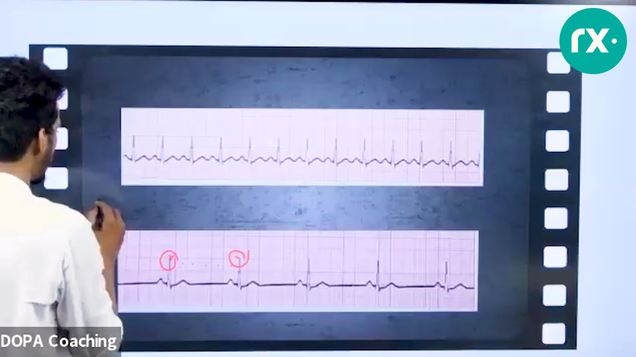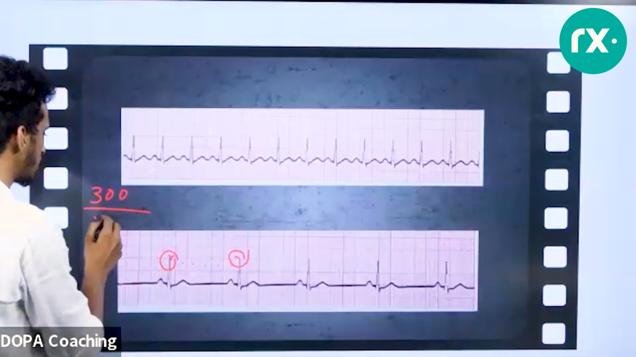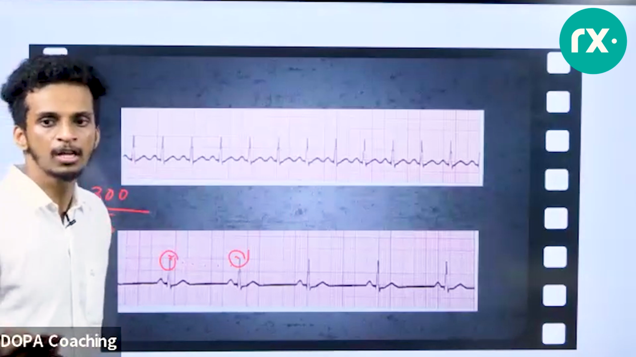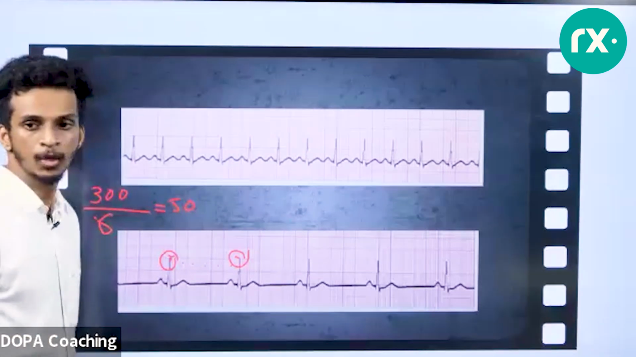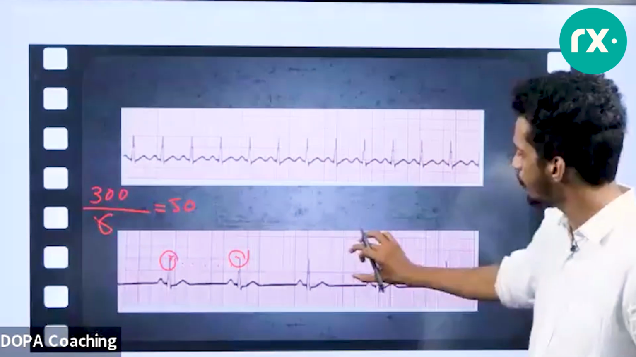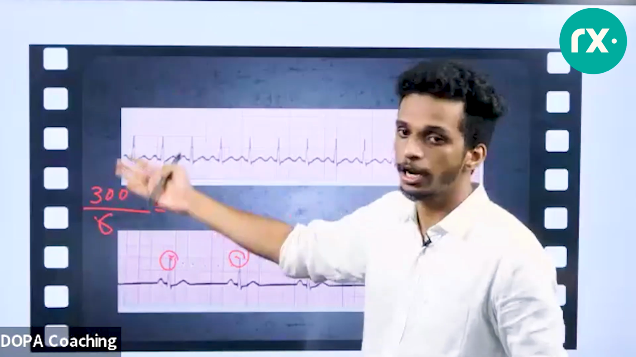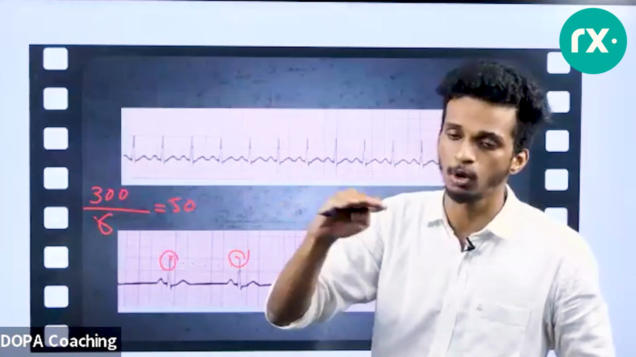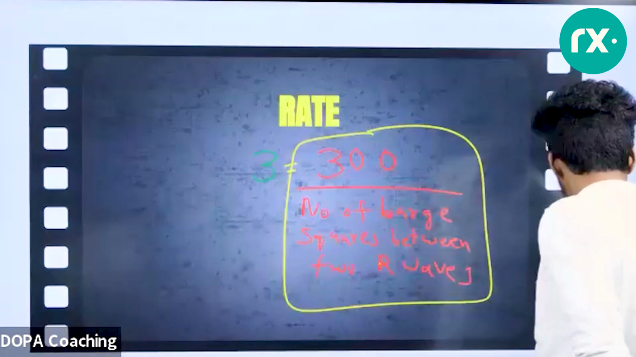So my heart rate here will be 300 divided by more than 5. Let's take it as 6. So 300 divided by 6, my heart rate here will be 50. That's how you calculate. So we count the number of large squares between R waves and divide 300 by that number. 300 divided by the number of large squares between two R waves gives you the rate of the ECG. I hope it's clear.